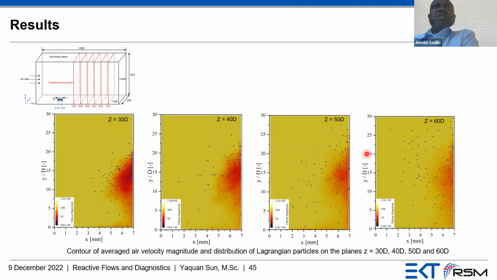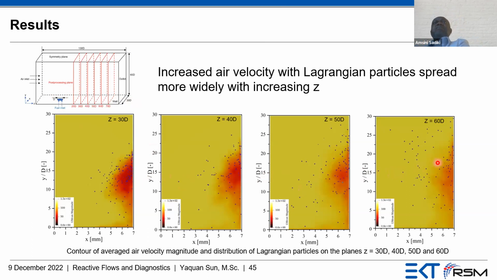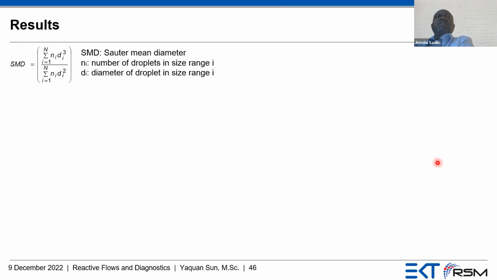To compare the experimental data with numerical simulations, we first show that the velocity increases with the distance from the nozzle, and this causes the spreading of the particles within the system. With the increasing air velocity, we have a larger spreading of the Lagrangian particles along the axial axis.